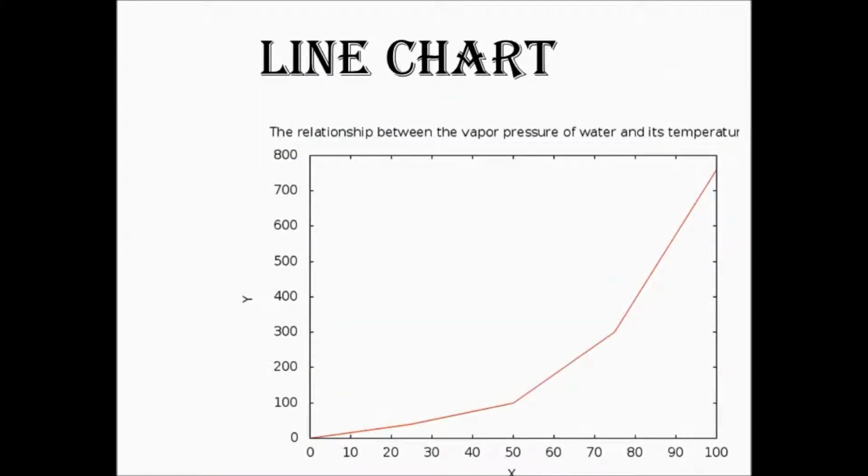This is a line chart of the relationship between the vapor pressure of water and its temperature. The x-axis runs from 0 to 100, the y-axis runs from 0 to 800. The graph starts at the origin and rises, so that when x is 25, y is approximately 40. When x is 50, y is 100. When x is 75, y is 300. When x is 100, y is 760.